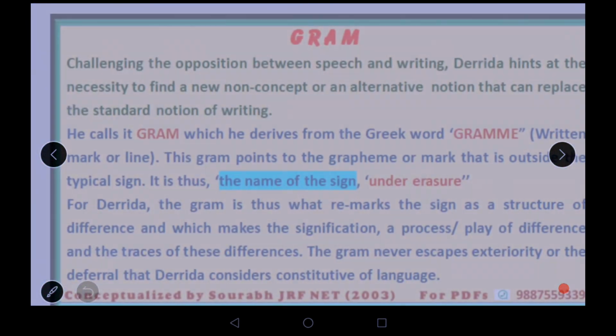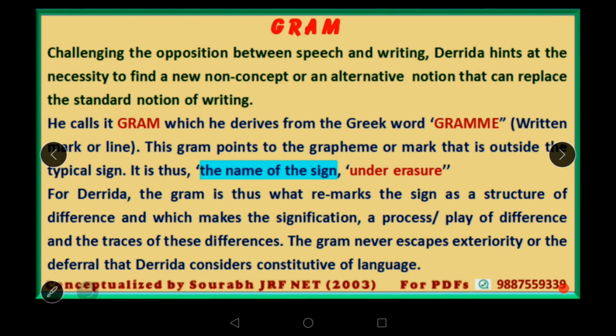Okay friends, the last term which we are going to discuss about this particular theoretical concept is gram. Basically Derrida challenges the opposition between speech and writing, and he hints at the necessity to find a new non-concept or alternative notion that can replace the standard notion of writing. We have already seen the concept of écriture, or writing with capital W. He calls it basically gram, which he derives from the Greek word gramme, written mark or line, जिससे हमने grammar word को derive किया है. This gram points to the grapheme or mark that is outside the typical sign. It is thus the name of the sign under erasure.